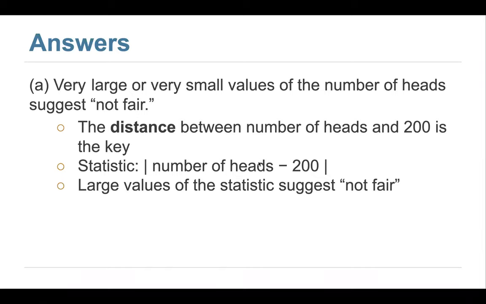And so in this case, we subtract 200 because we just want to see how close the number of heads is to 200. That's essentially what this is saying. So if you get something like 300 out of 400 are heads, your test statistic would be 100 in that case. And then if you got like 100 out of 400, the test statistic would also be 100. So an equal distance above 200 is going to be the same amount of evidence as an equal distance below 200.